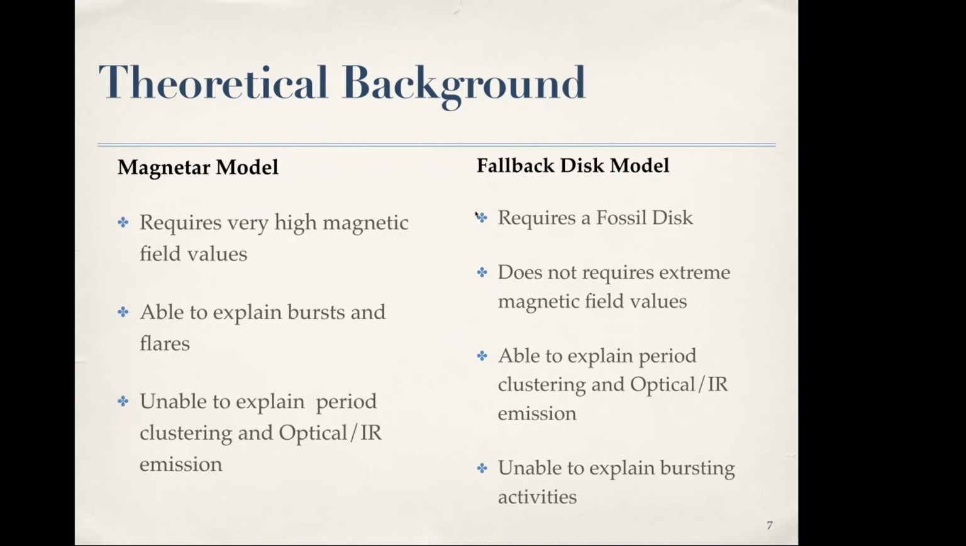On the other hand, the fallback disk model claims that magnetars are surrounded by a leftover disk from their supernovae, and this disk is responsible for the observed characteristics. The fallback disk model does not require extreme magnetic field values, but rather strengths of the order of 10^12 Gauss. This model can account for the period clustering and the optical and infrared emission observed in magnetars. However, its biggest breakdown, we may say, is the inability to account for the radiative behavior that magnetars are characterized by.